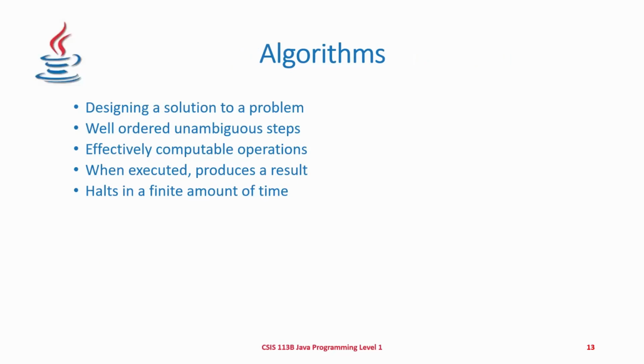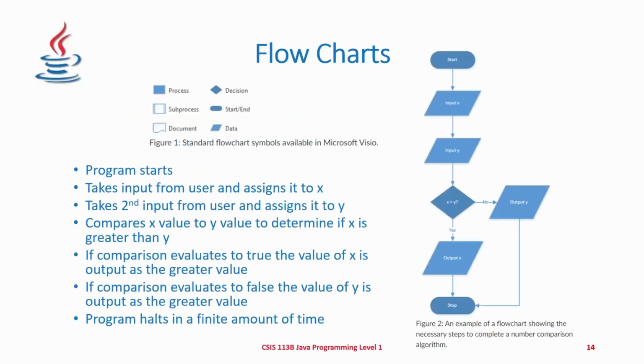So again, an algorithm needs to design a solution to a problem. It's going to be well-ordered, unambiguous steps, effectively computable operations, and when executed, it'll produce a result that halts in a finite amount of time. Here's an example of a flowchart just to show you one way of thinking through the process. You can see that we have the pseudocode listed on the left and the flowchart on the right.